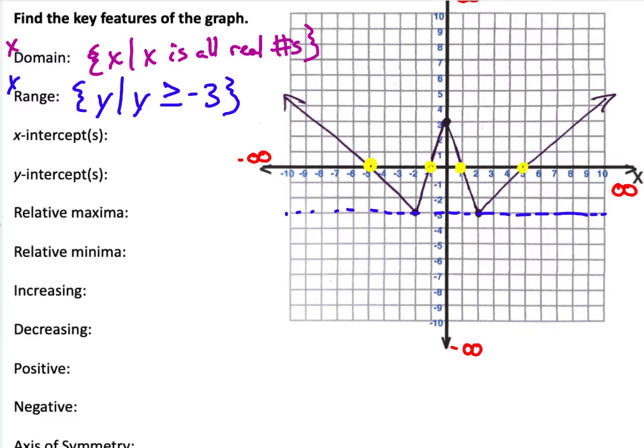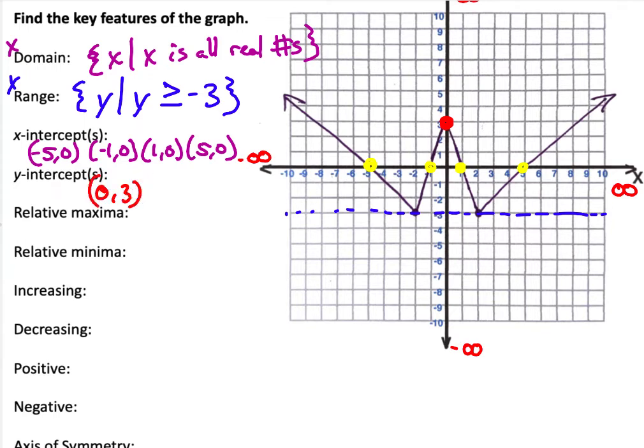Again, if you're talking about specific points, give me the x and y coordinates. So it crosses at -5, 0. Crosses at -1, 0. It crosses at +1, 0, and then +5, 0. Okay. My y-intercept is where does it cross the y-axis? In this place, it just crosses in one spot at the point 0, 3.